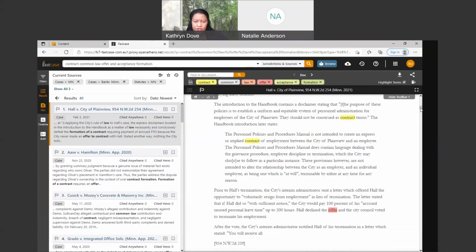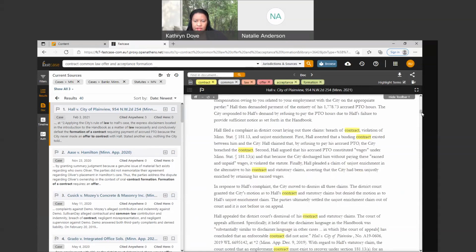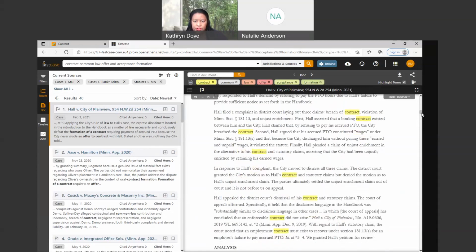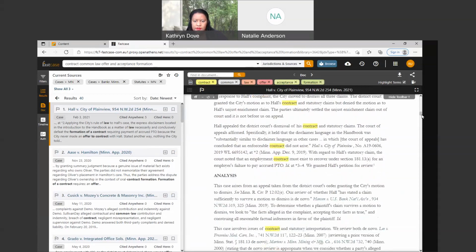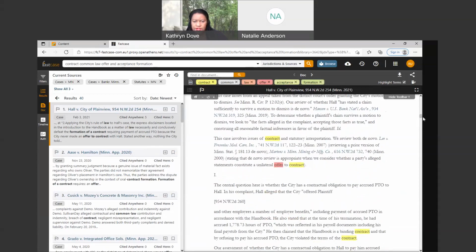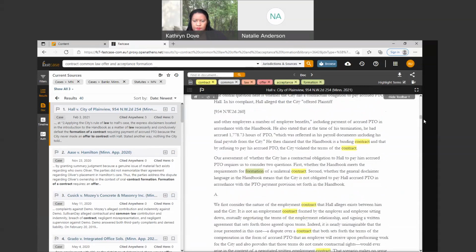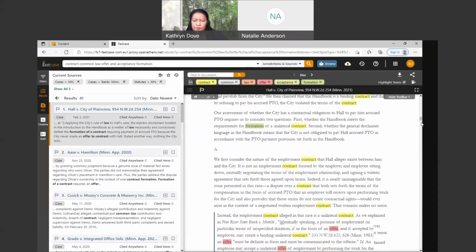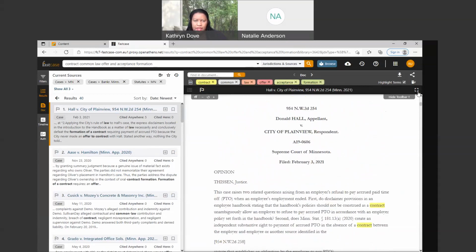Let me see if there's enough talk about contracts really for me to cite this as a contract law case. Well, there's a claim about breach of contract. And the court says this case involves issues of contract interpretation. Question is whether the employment handbook is a binding contract. So I'm not particularly happy with this case because the contract issue is involved, but the main issue is the employment law issue about the paid time off.